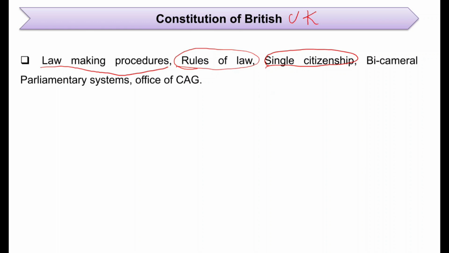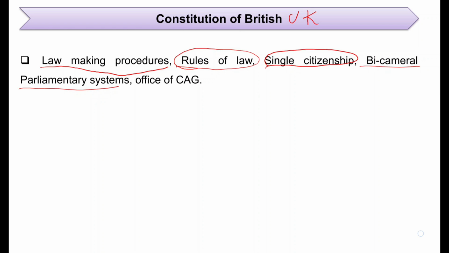Otherwise, in most countries you will find they are holding dual citizenship. That means one citizenship of the state where they are residing and another citizenship of the country where they are from. But in India we have a single citizenship. And another is the bicameral parliamentary system. That means, like in India also, we have two houses, isn't it? The lower house and the upper house. Lower house is the Lok Sabha, upper house is the Rajya Sabha, isn't it?